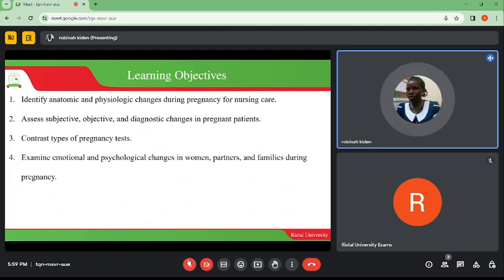Today, we are basically looking at physiological changes that occur during pregnancy. By the end of this session, we expect that the learners should be able to identify anatomical and physiologic changes during pregnancy for nursing care, then assess subjective, objective, and diagnostic changes in pregnant patients, contrast types of pregnancy tests, and examine emotional and psychological changes in women, partners, and families during pregnancy.